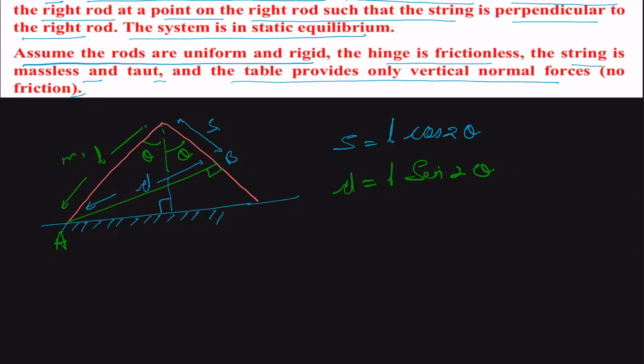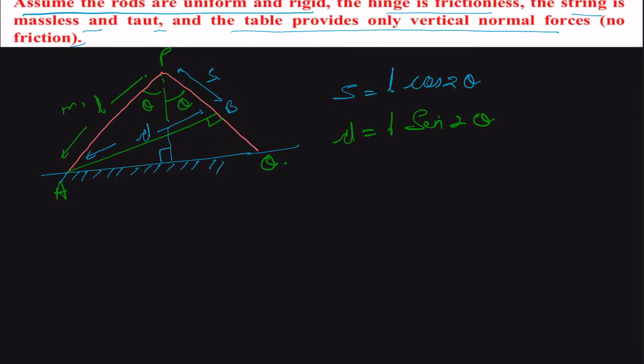And first of all, we are going to find out the tension using torque moment balance. So we are going to consider the left rod, and let me write this as AB, and this point is our P, and let us call this our Q. So we are going to consider the left rod. It means we are going to discuss with respect to our rod AP.